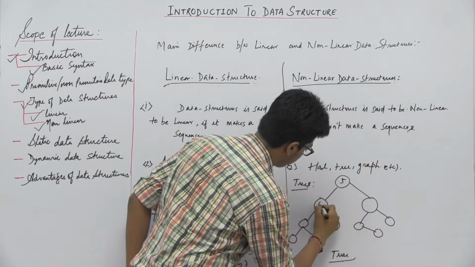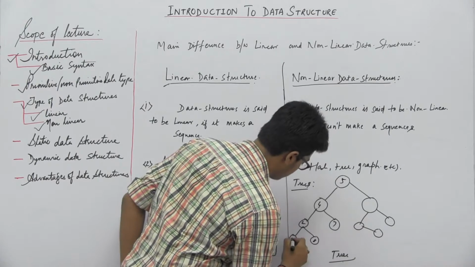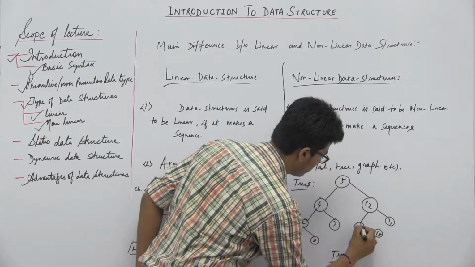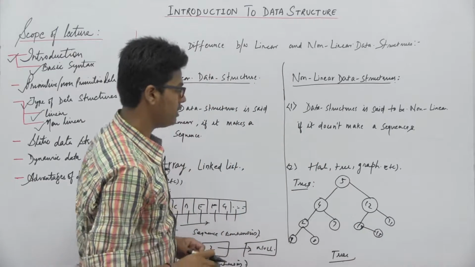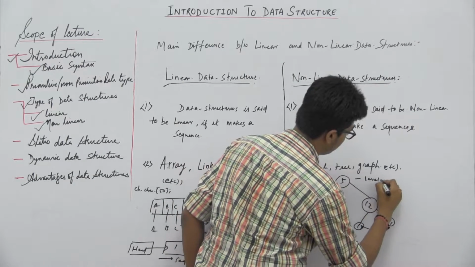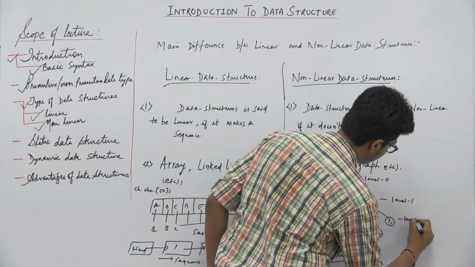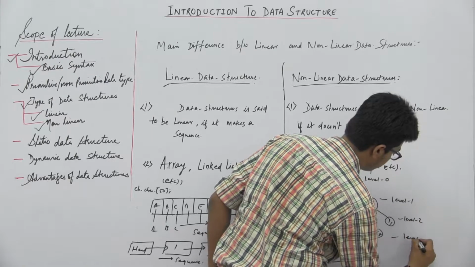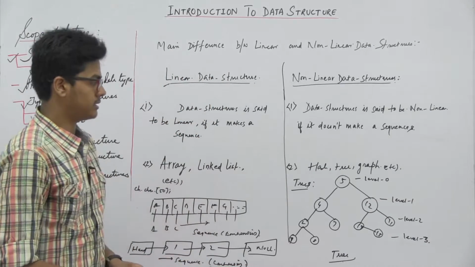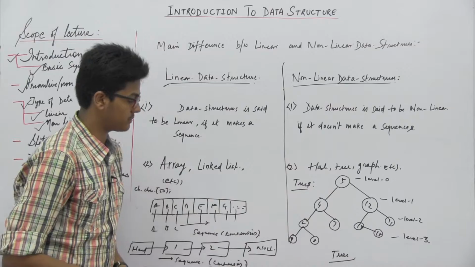It comprises 5, 4, 2, 7, 8, 9, 12, 11, 13, 14. So in the tree, this is level 0, level 1, level 2, level 3. So it is a form of tree, and it is a non-linear data structure.